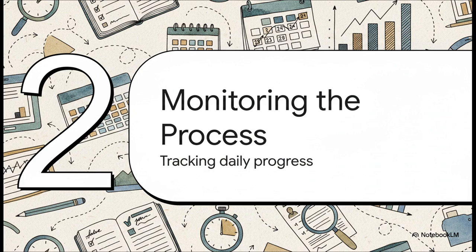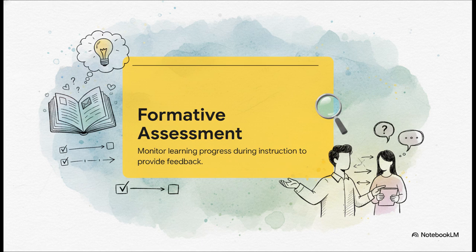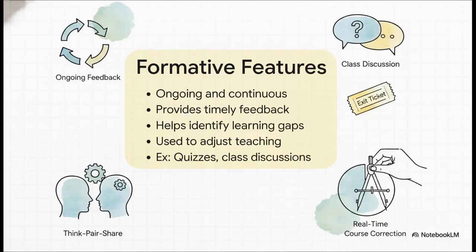That brings us to Section 2, monitoring the learning process. Enter formative assessment. The purpose here is to monitor your learning progress during instruction. This is all about providing timely feedback to improve things while the learning is actively happening. And here is a huge tip for you. When you get formative feedback, don't just look at the score and shove the paper into your backpack. Really analyze it. Find the specific step where you made a mistake so you don't repeat that exact same error on the final exam. These are incredibly common and continuous.